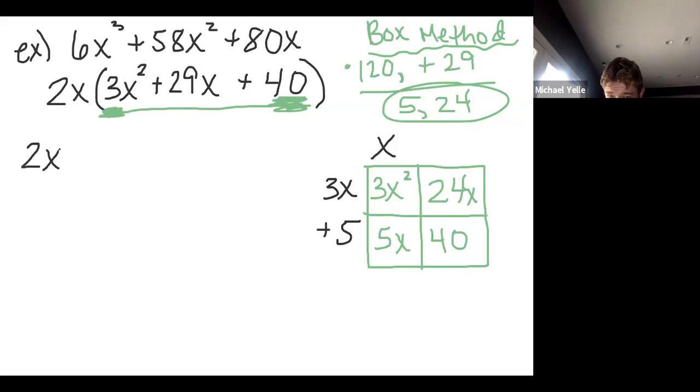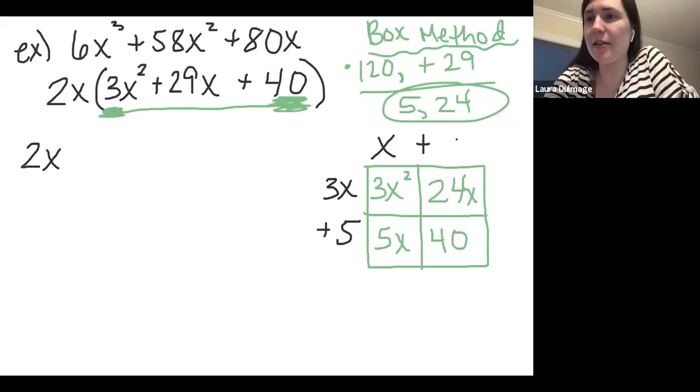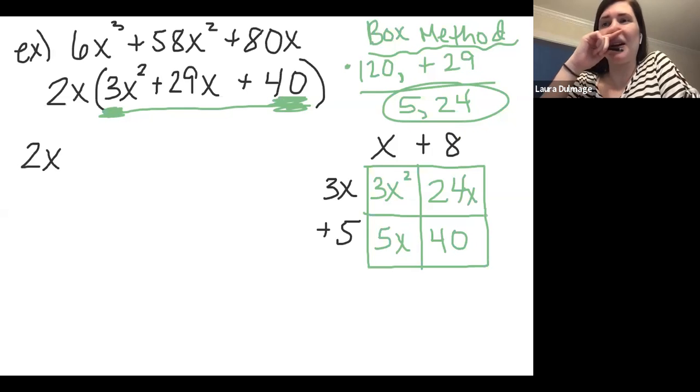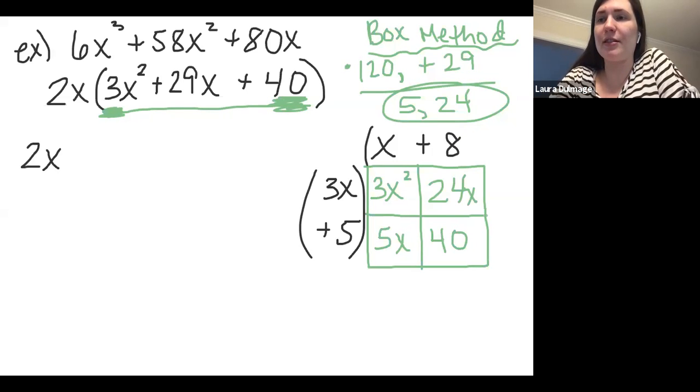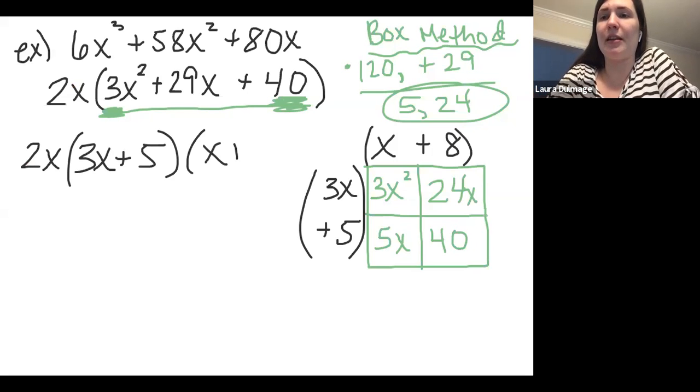8x? Just 8. See why it's just 8? Awesome. So if we write this as our final answer, this is one of the factors, this is the other one. We still have to remember this 2x was our GCF from the start, so it's in our final answer. It doesn't matter the order that you write these, although I'll probably write the larger x one first. So 3x plus 5, x plus 8.